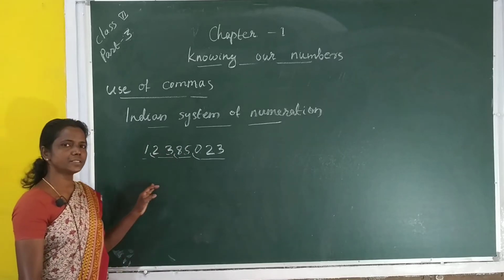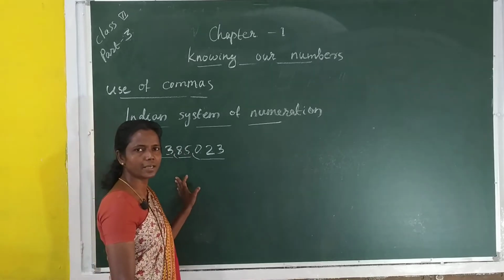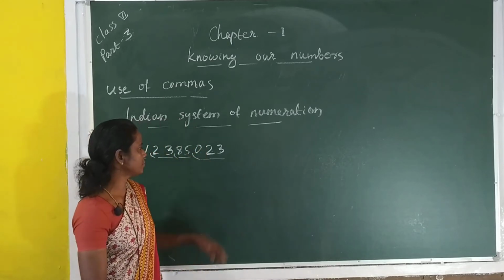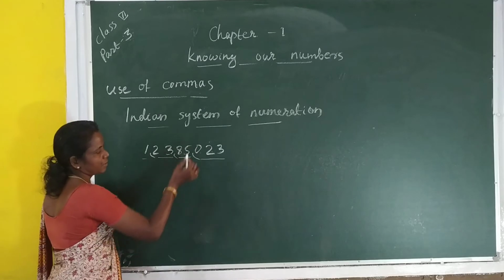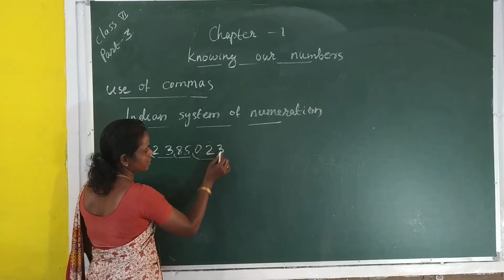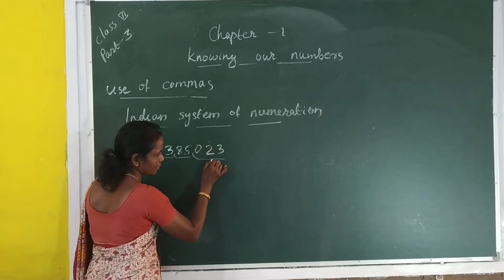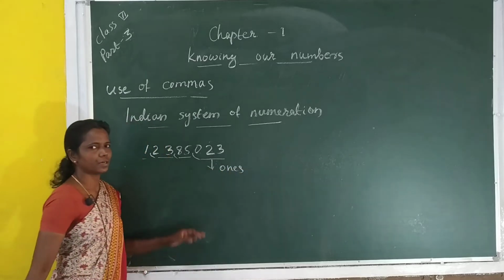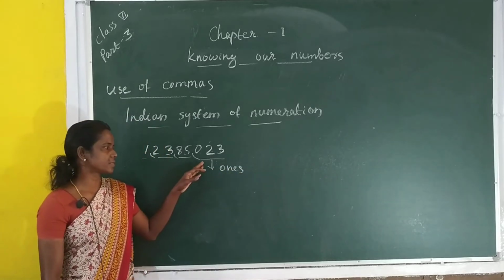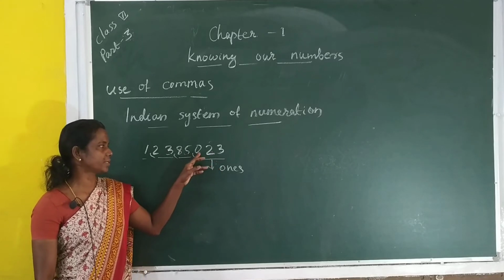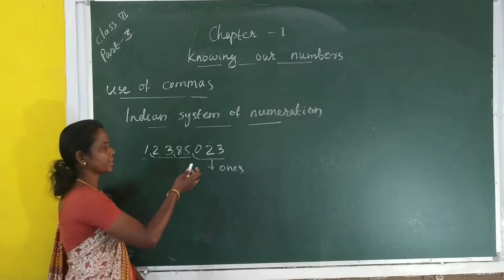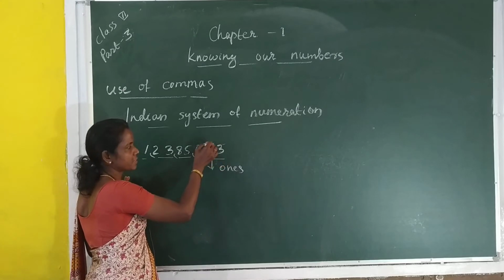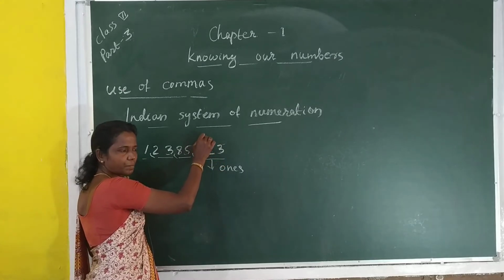Then each period has a name. Do you know the first period's name? Each period has a name. This period is the ones period. Look, the ones period consists of how many digits? One, two, three. Means how many places? Three places: ones place, tens place and hundred place.